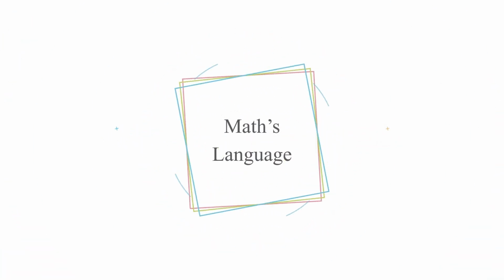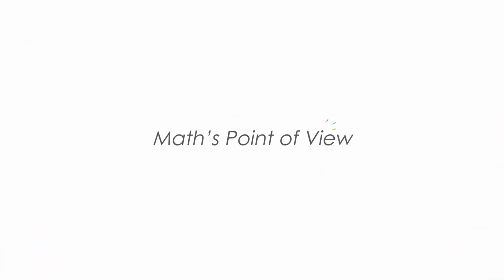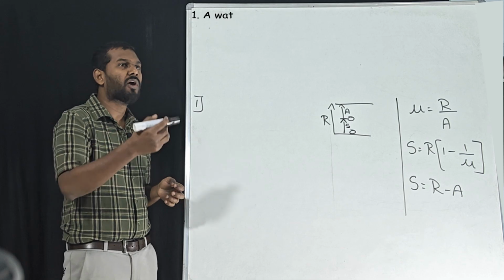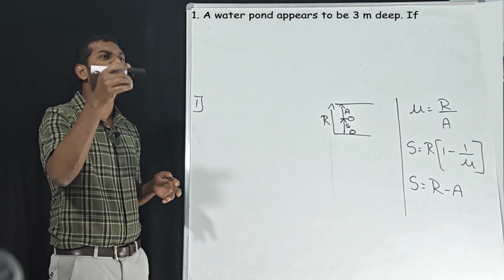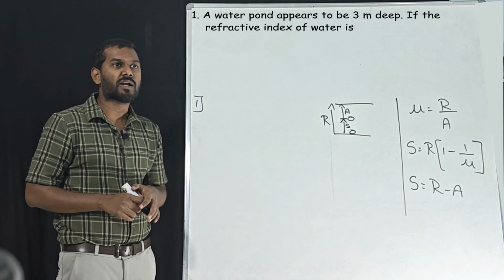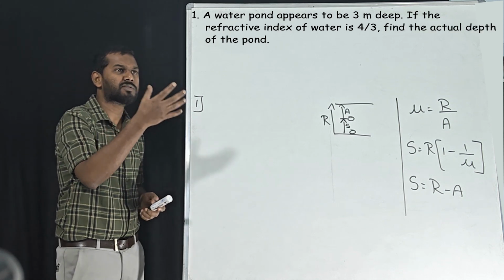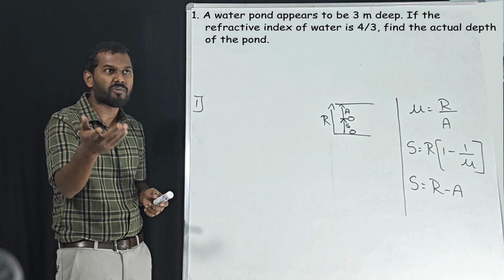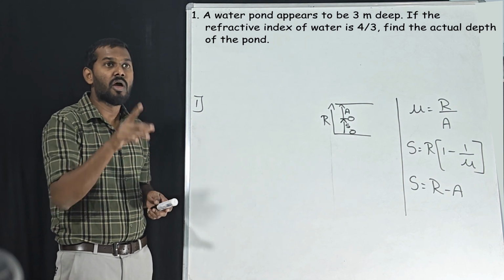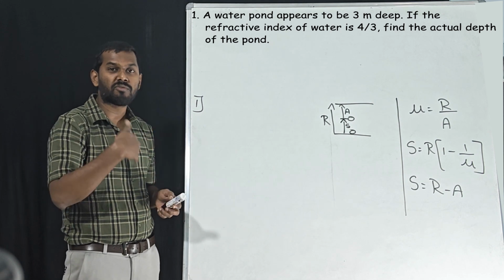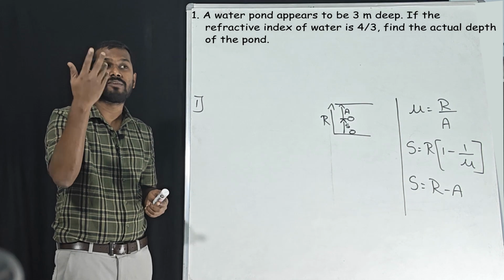First numerical. A water pond appears to be 3 meter deep. If the refractive index of water is 4/3, find the actual depth. See, first, don't worry about what we are finding. First, we need to understand the question. Before the final answer, we need to understand what the given data are.